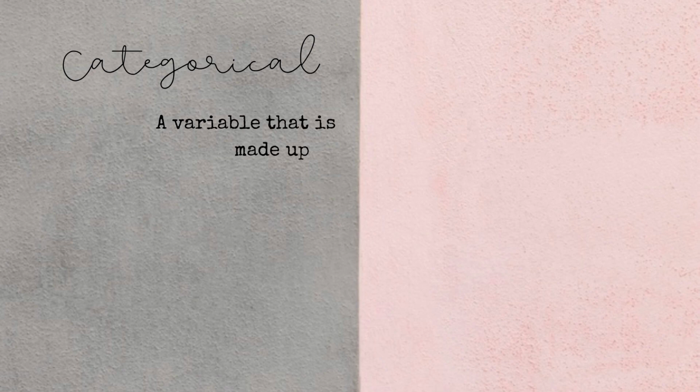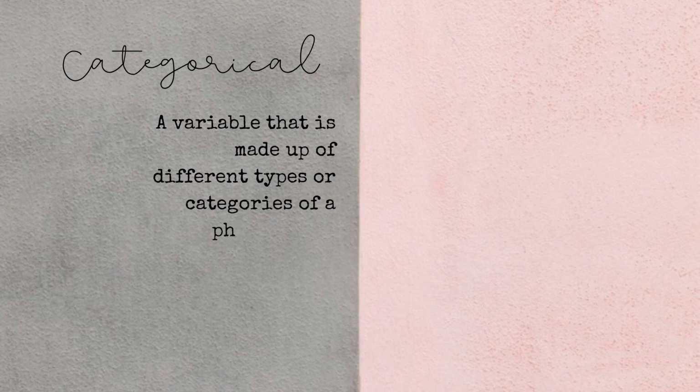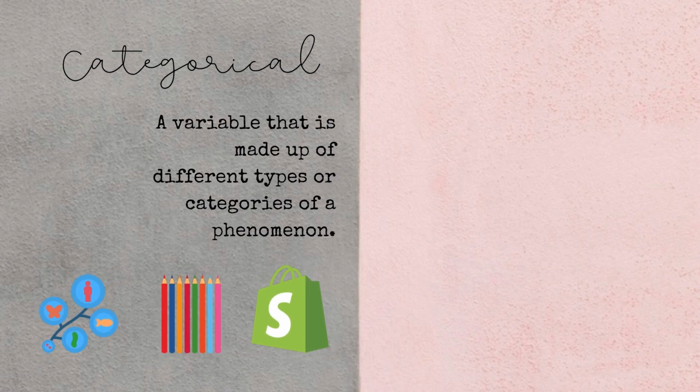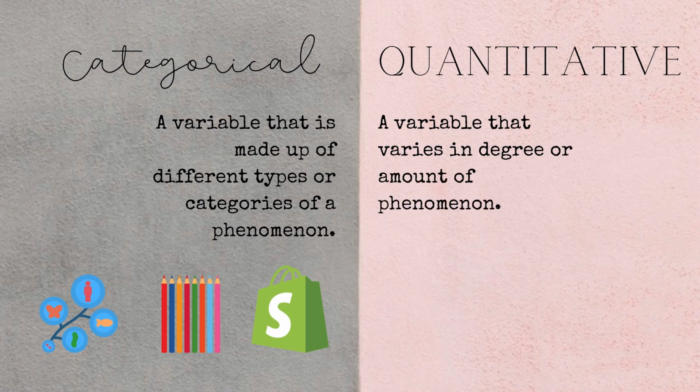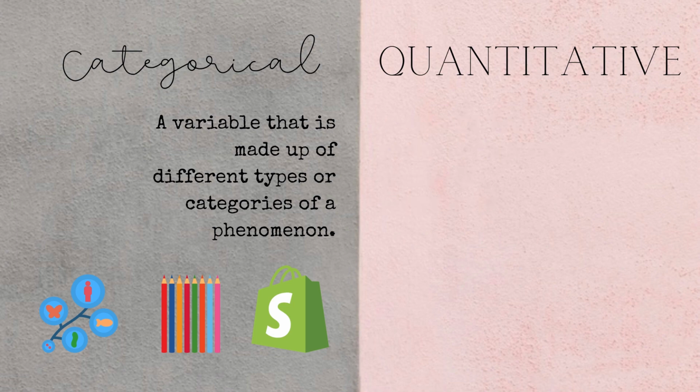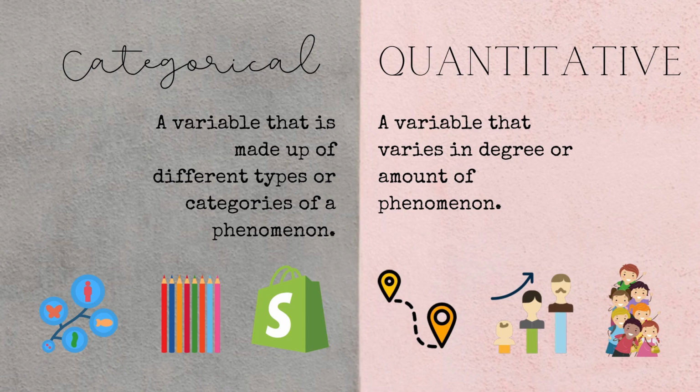A variable that contains categorical data is a categorical variable. Categorical variables represent groupings of some kind, for example, species names, colors, brands. A variable that contains quantitative data is a quantitative variable. When you collect quantitative data, the numbers you record represent real amounts that can be added, subtracted, divided, and so on. For example, distance, volume, age, number of students.